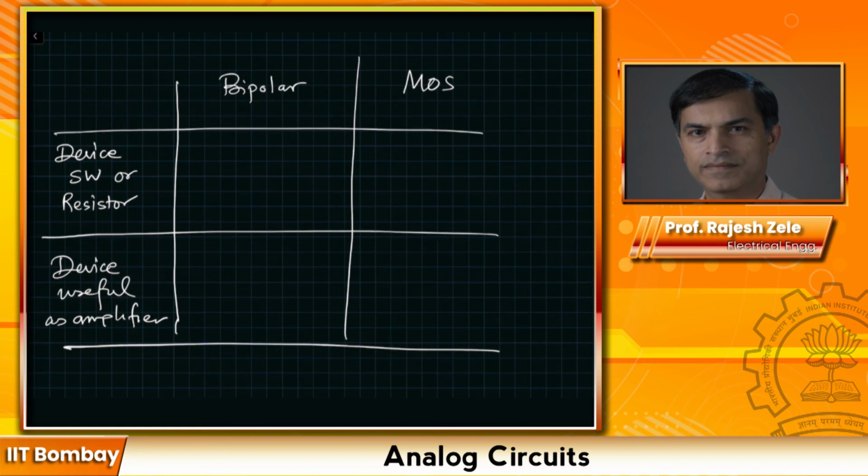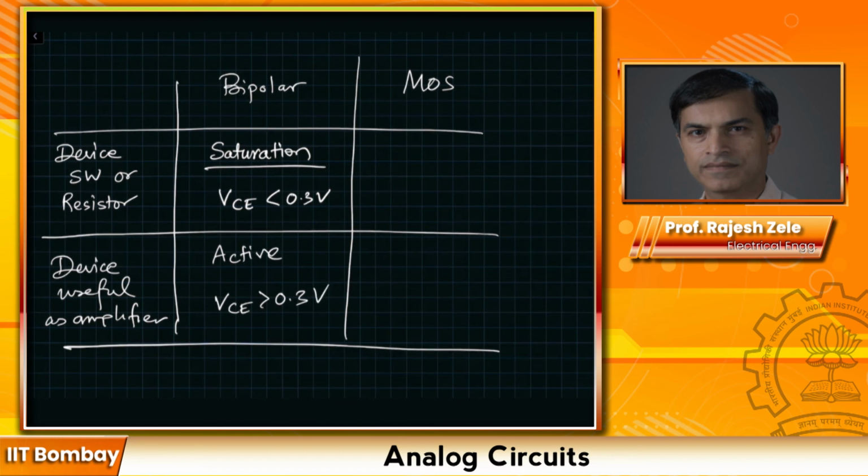What I'm showing here is, on the left side, there are two regions of operation where the device acts like a switch or a resistor, and for bipolar, that happens to be the saturation region. In this case, VCE is less than 0.3 volts or 0.2 volts, and if VCE is greater than 0.3 volts, then we call it the active region, 0.3 volts being the edge of saturation. 0.2 volts or 0.1 volts would be deep saturation. So that is about the bipolar device.